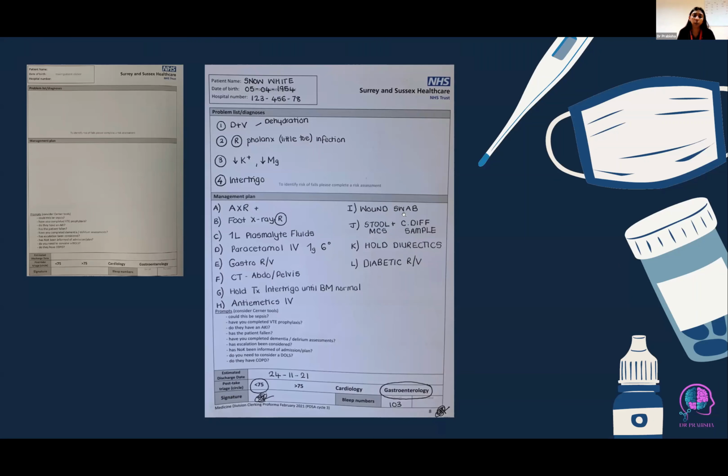We want to do a wound swab of her little toe, and a stool and C. diff sample to make sure that there's nothing going on in her feces, and then hold her diuretics, because obviously she's vomiting. We don't want her to lose even more fluids. And then also she needs a diabetic review because her BMs are completely out of her normal range. So I estimate her discharge maybe 3 or 4 days after she's been admitted. She's under 75, sorry, and she probably needs a gastro review and then a cardio one.